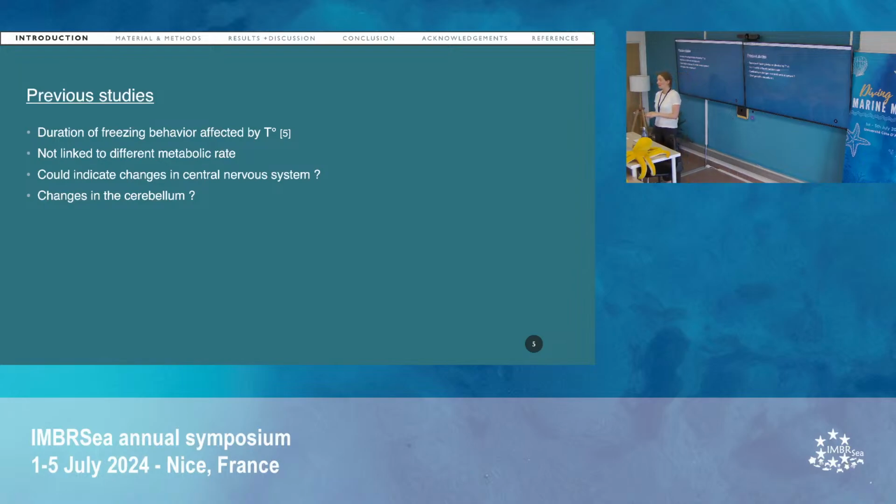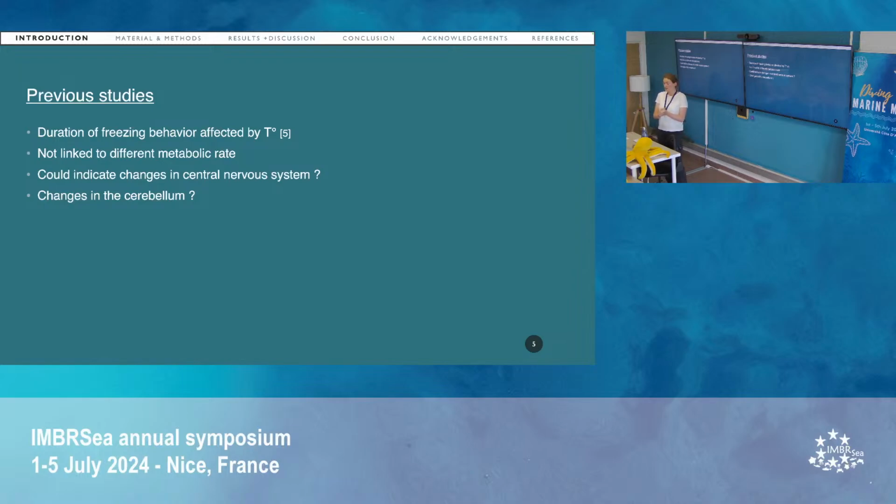And some studies looked at the effect of the temperature on that behavior, and it seems that increasing temperature decreases the duration of the freezing behavior, but it cannot be linked to a change in the metabolic rate. So it has to be due to another mechanism. And we wondered if it was due to a change in the central nervous system.